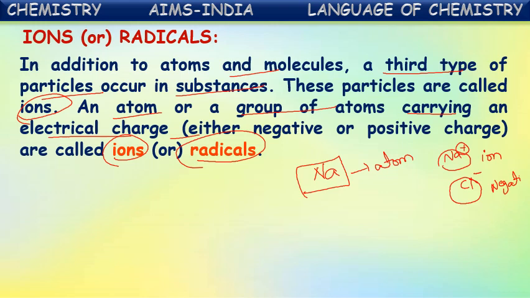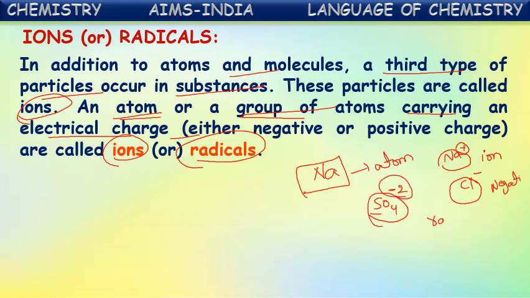Okay, let us see now what is ion and radical. So an atom having a charge on it is called an ion. Then a group of atoms carrying an electrical charge. Group of atoms means, suppose, see SO4. It is a group of atoms. Total 5 atoms are there: 1 sulfur and 4 oxygen atoms. It has a 2 minus charge. So a group of atoms carrying a negative charge.